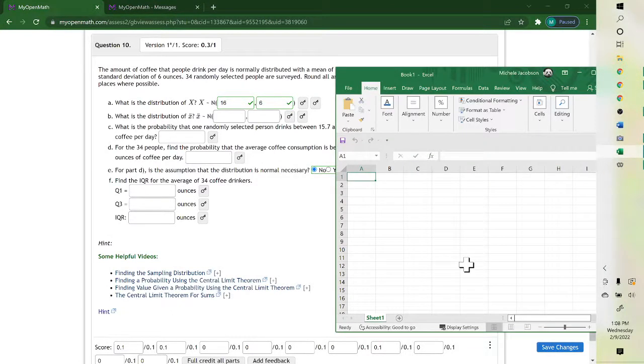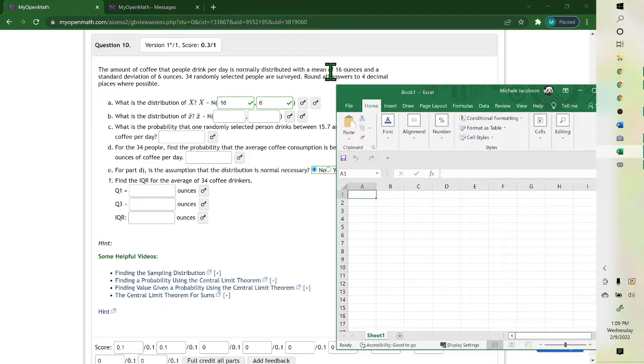To solve it, the first part: what is the distribution? This is just for any randomly selected one. The mean and the standard deviation is what you would use. The mean was 16, standard deviation 6.